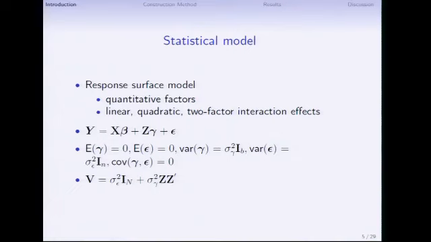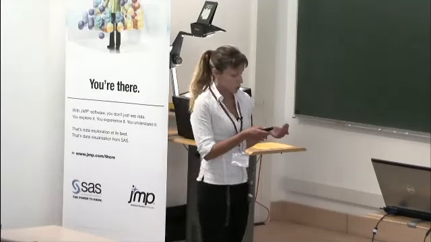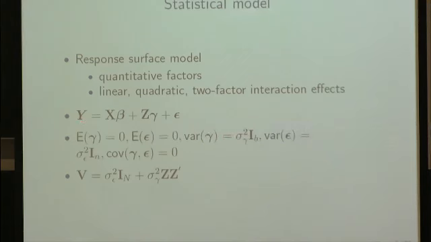In this work, we work with the second-order response surface model for quantitative factors. So we have linear, quadratic, and two-factor interaction effects in our model. In matrix notation, the model can be written in this way. Y is the vector of the responses. X is the model matrix, which contains an intercept, the main effects, the two-factor interactions, and the quadratic effects. Beta is the parameter vector.